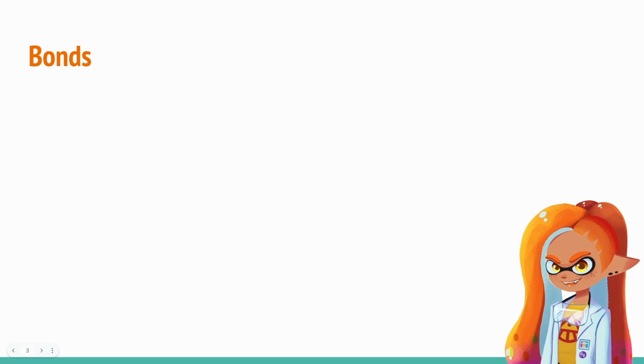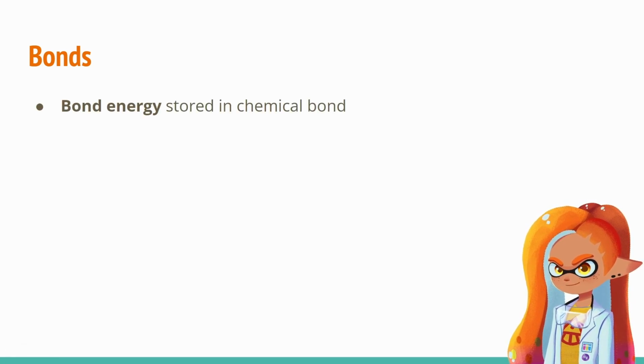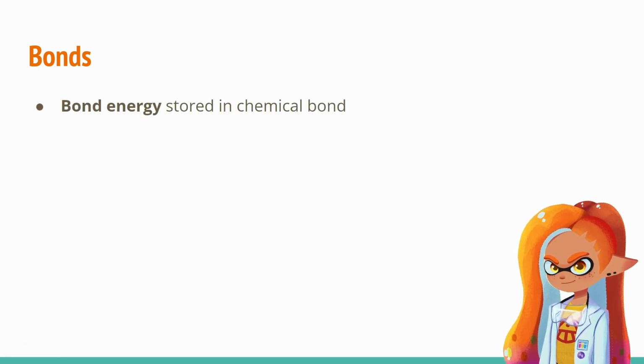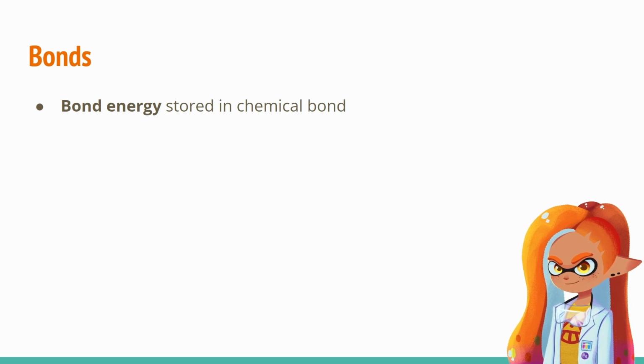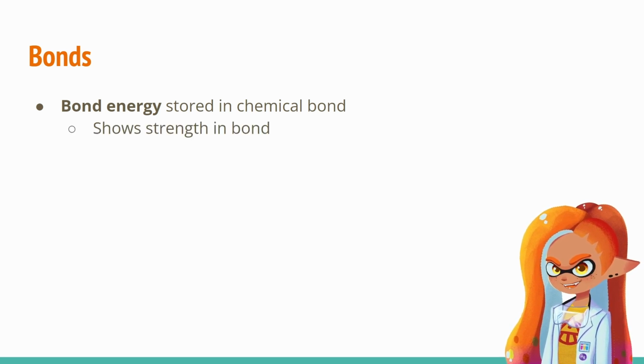Within bonds, we have two different terms. So we have the bond energy, which is, as implied, the energy inside of a bond, and it's stored within that. And so this bond energy is an interaction, and it's based on a number, and that number will show how strong that interaction is within a bond.